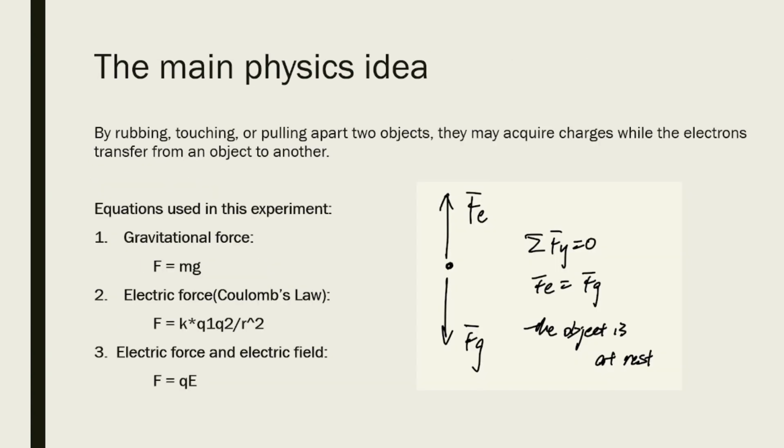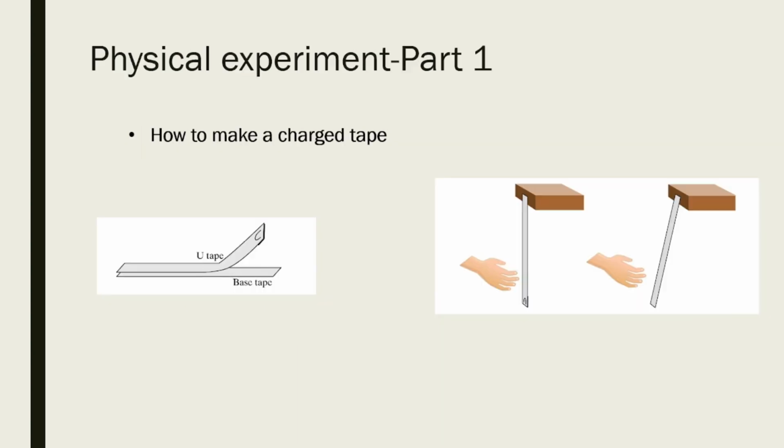So the main physics idea of this experiment is that by rubbing, touching, or pulling apart two objects, they may acquire charges while electrons transfer from one object to another. We will use three equations in this experiment. First, F equals mg, second, F equals k times q1 q2 over r squared, and also F equals qE. The free body diagram shows how we are going to solve this problem. Since tape B is at rest, we can conclude that the force in the y direction is 0, which also means that the upward electric force is equal to the downward gravitational force.